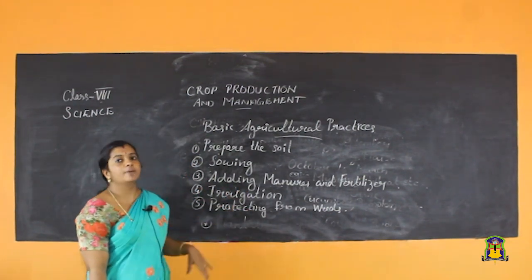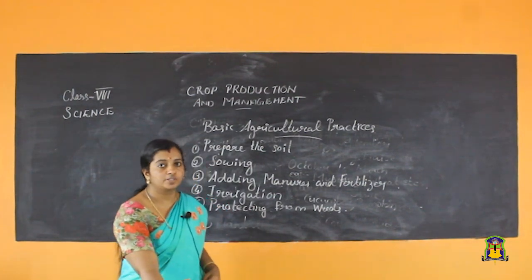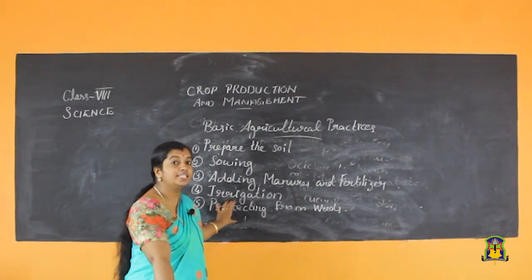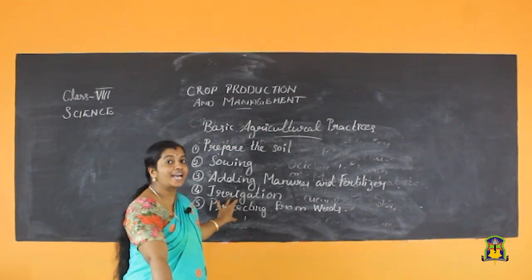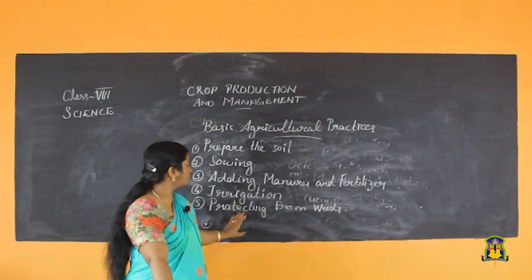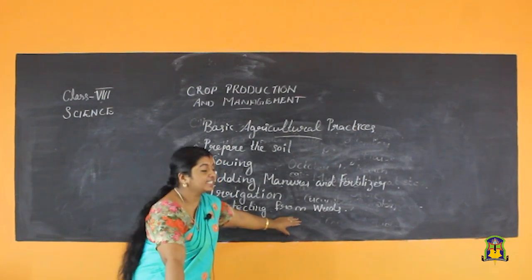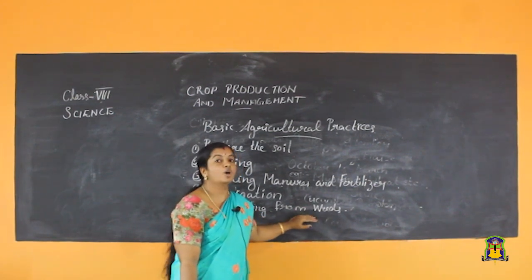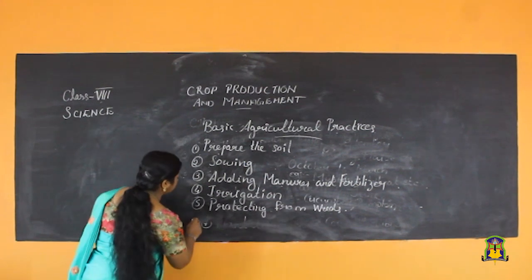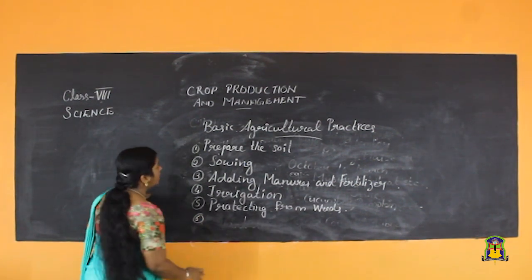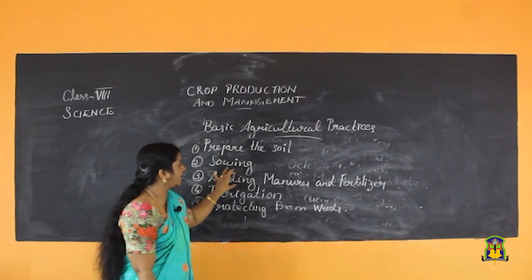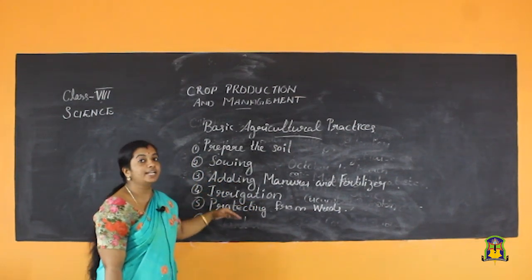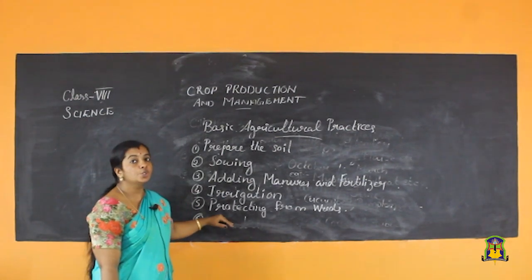What will happen if these unwanted plants grow in between the crops? Yes, they will absorb the nutrients needed by the crops and the crops will get deprived of nutrients. There will be a lack of nutrients for our crops. So, we have to remove these unwanted plants, which are called weeds, for the proper growth of our crops. Then, what is the last step? We have done preparing the soil, sowing, adding manures, irrigation, and protecting from weeds also. We can see that the crops get matured and it gives us a good yield.